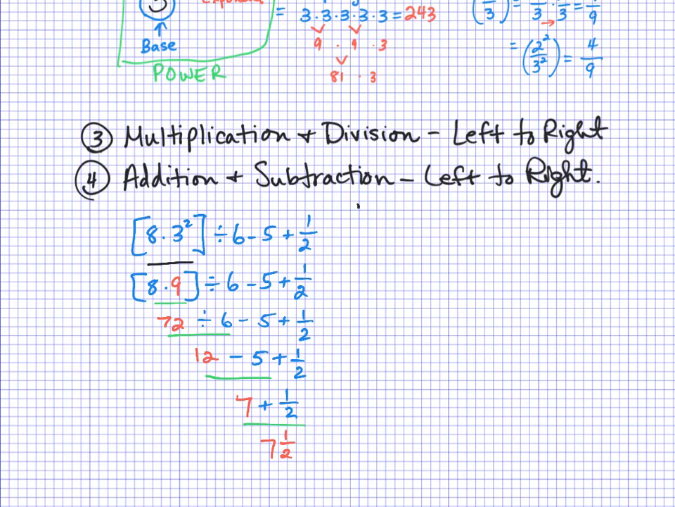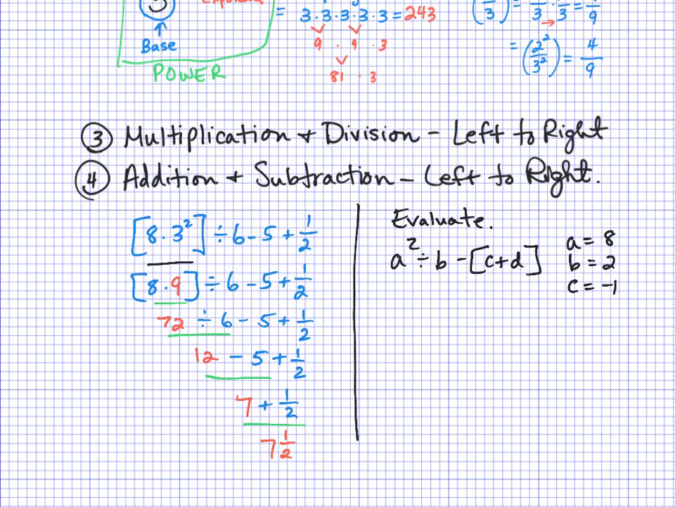Let's look at one more way that we use the order of operations. And this time, we're going to do something called evaluate. When you're asked to evaluate, what you're asked to do is substitute values into an expression and then simplify. So this is an example of a case where I would have to evaluate because I would need to substitute values into the problem and then simplify, right?